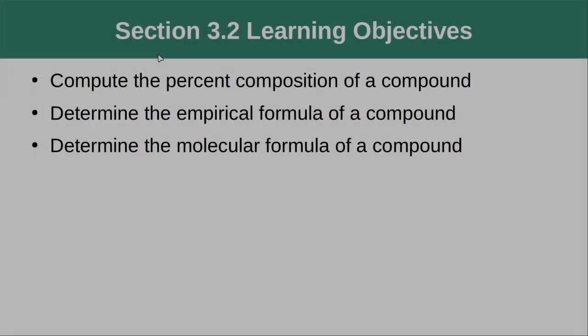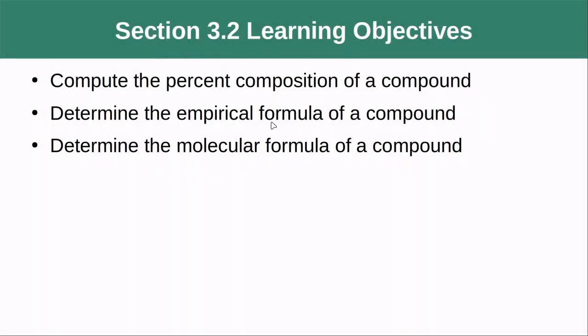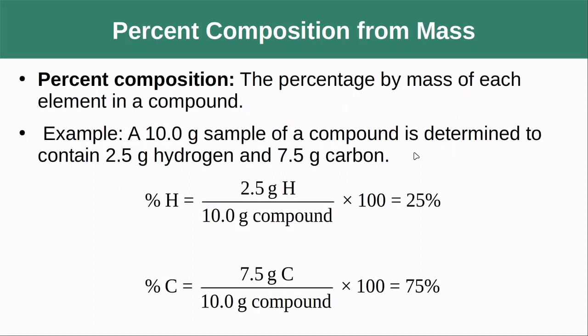Hello everybody. In this video we're going to cover section 3.2 in our textbook, where we're going to learn how to compute the percent composition of a compound, determine the empirical formula of a compound, and determine the molecular formula of a compound. So the first thing we're going to do is look at the percent composition. This is the percentage by mass of each element in a compound.